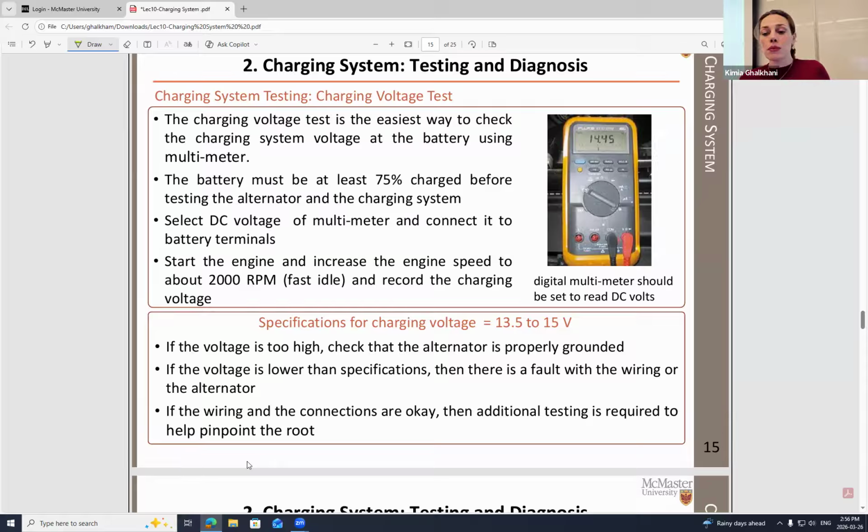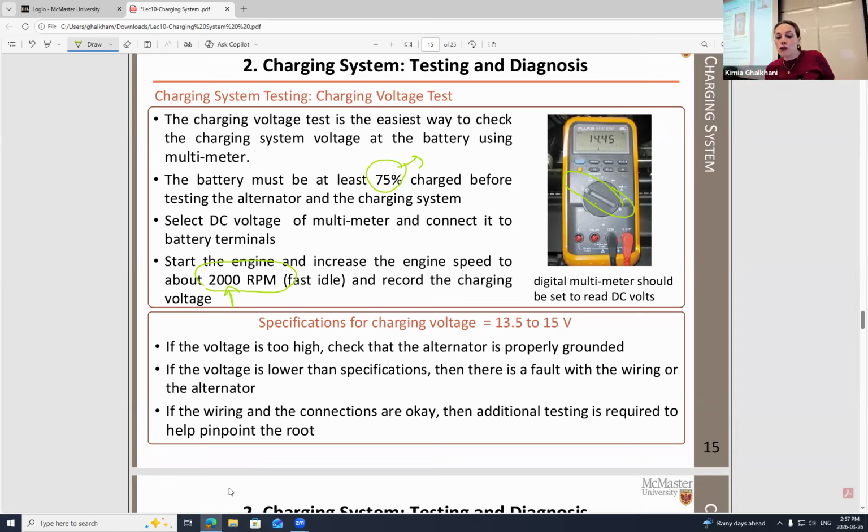If we are using the regular multimeter, we have to make sure it is set to DC volts and look at the DC voltage. We have to start the engine and press the gas pedal to increase the RPM and bring it up to around 2000, right? And then we have to connect the multimeter and make sure the battery is charged up to at least 75%. With the RPM at around 2000, we can read the voltage, and based on that we can look at the functionality of the charging system.